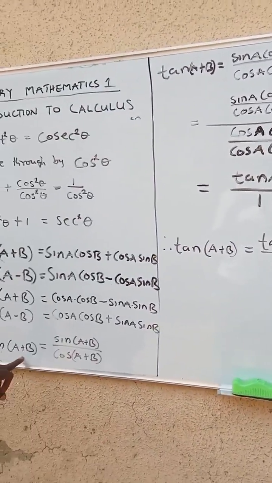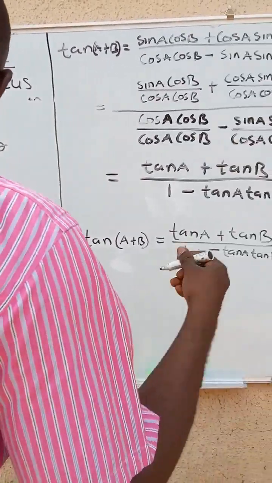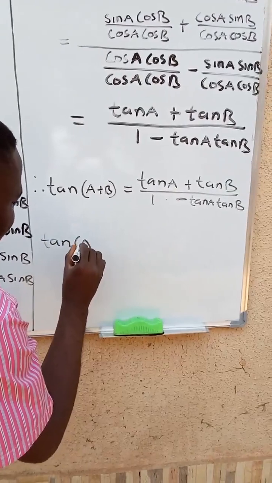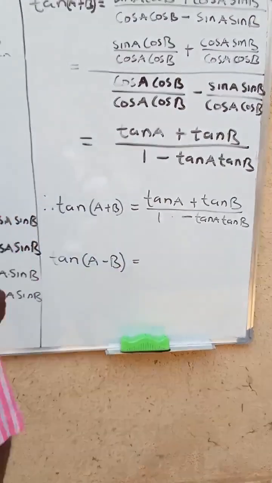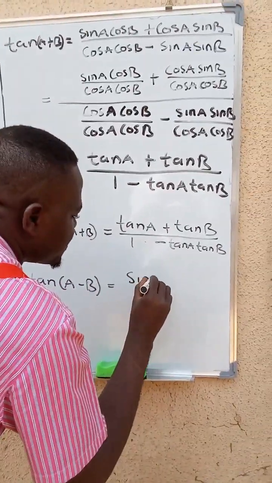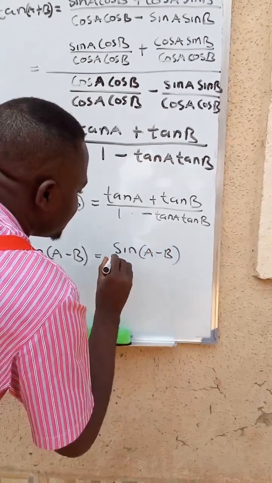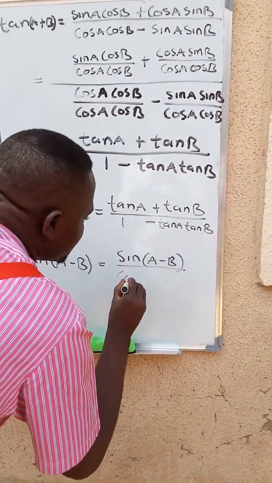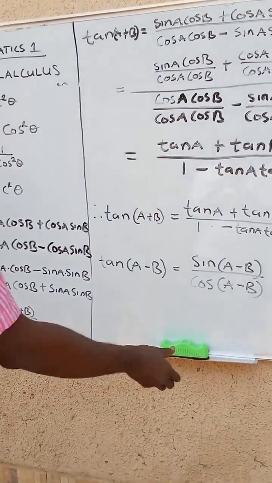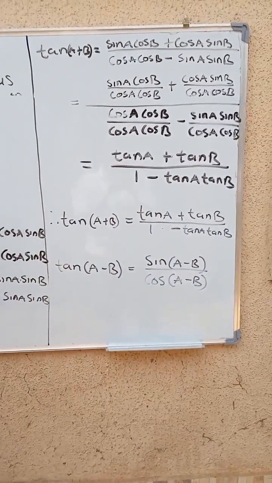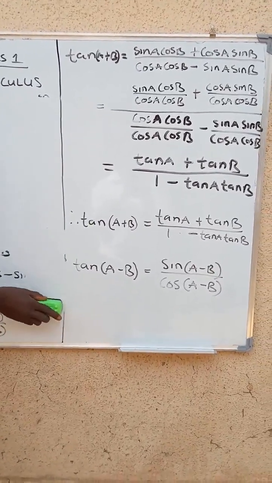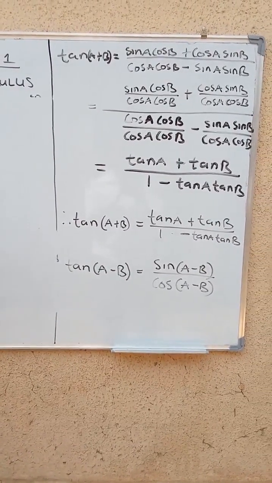What if this place is minus? If that place is minus, what we'll be having is tan A minus B. And we all know that from here, tan A minus B is the same thing, let me follow it for you, tan A minus B over cos A minus B. So the same way we started from here. Right?